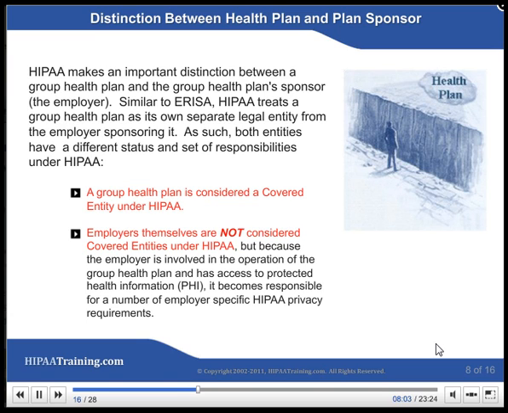Employers themselves are not considered covered entities under HIPAA, but because the employer is involved in the operation of the group health plan and has access to protected health information, PHI, it becomes responsible for a number of employer-specific HIPAA privacy requirements.